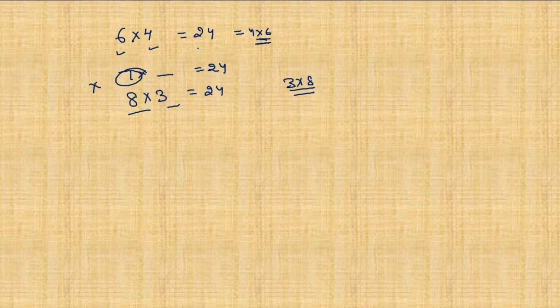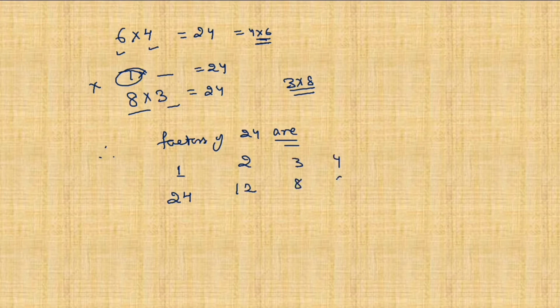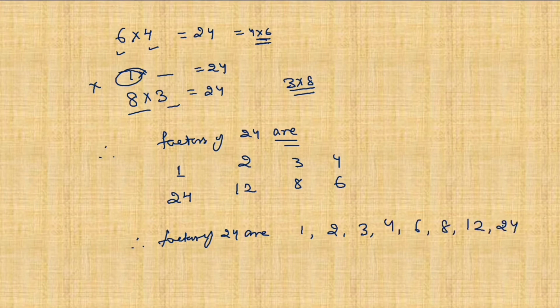Therefore, we can find the factors of 24. What are the factors? When we are taking 1, we are getting another factor, 24. 1 and 24, then 2 and 12 are the factors, then 3 and 8 are the factors, then 4 and 6 are the factors. Therefore, factors of 24 are 1, 2, 3, 4, 6, 8, 12 and 24. These are the factors. Okay. Like this, we find the factors of any number.